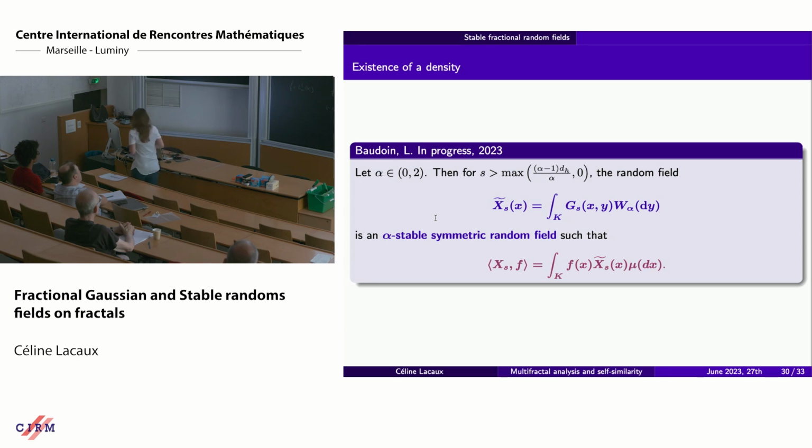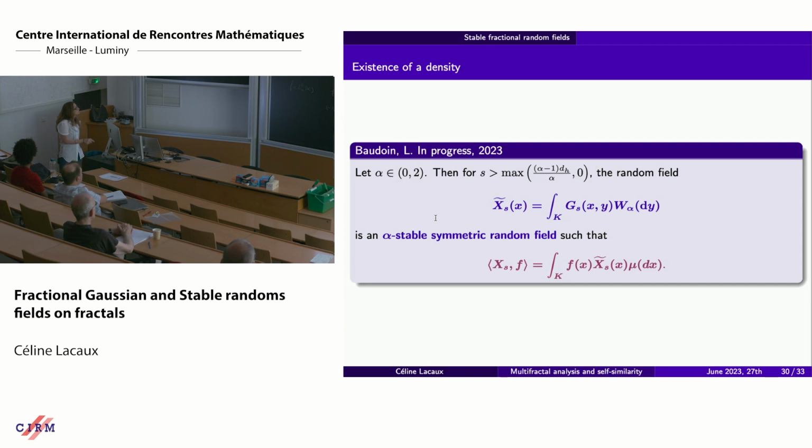Here, if S is large enough, we can prove that X_S still has a density with respect to mu, and this density is still the integral of the Riesz kernel with respect to this new alpha-stable measure. So in the Neumann case, G_S is the one I gave in the previous slide. If you deal with the Dirichlet Laplacian, you need to change G_S a little. And if S is less than this bound, there is no density.